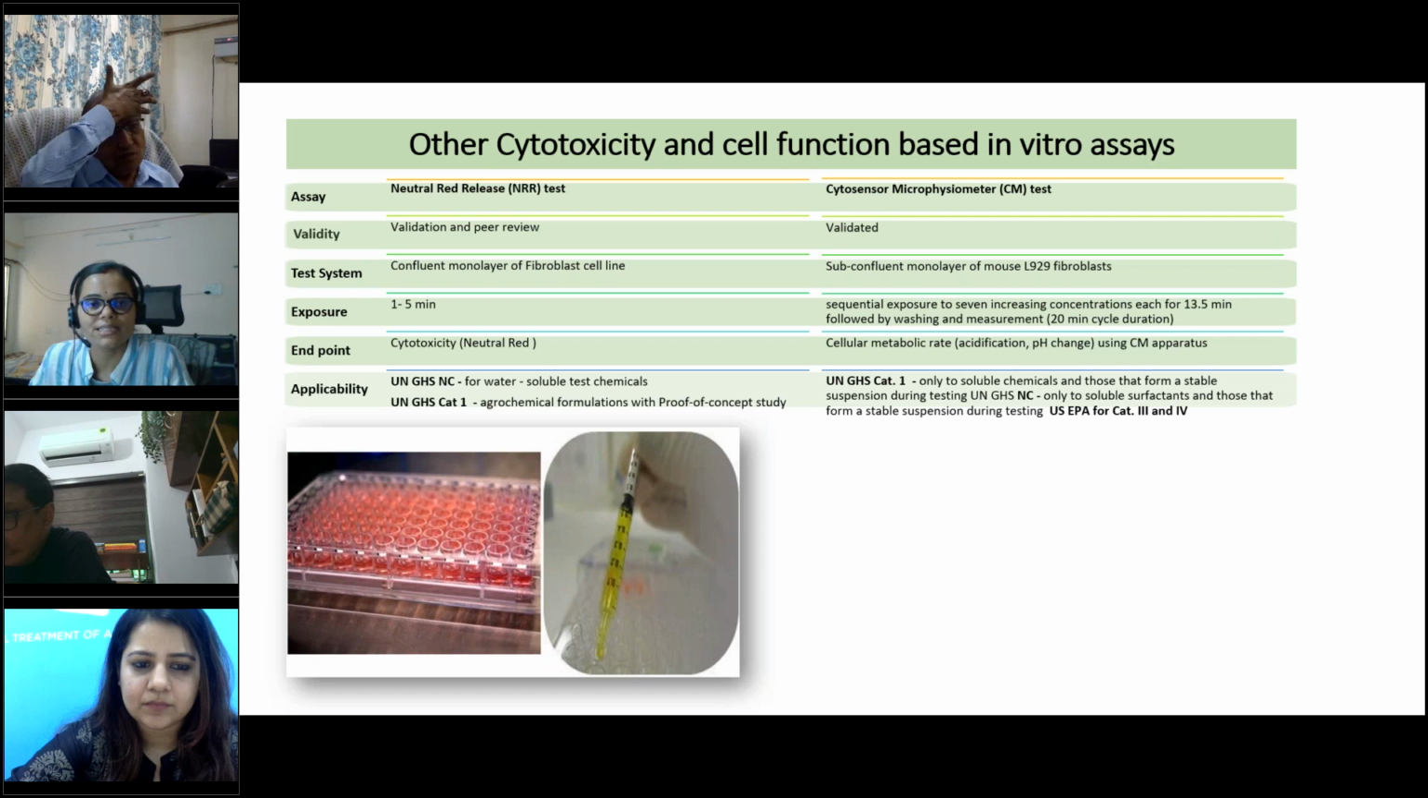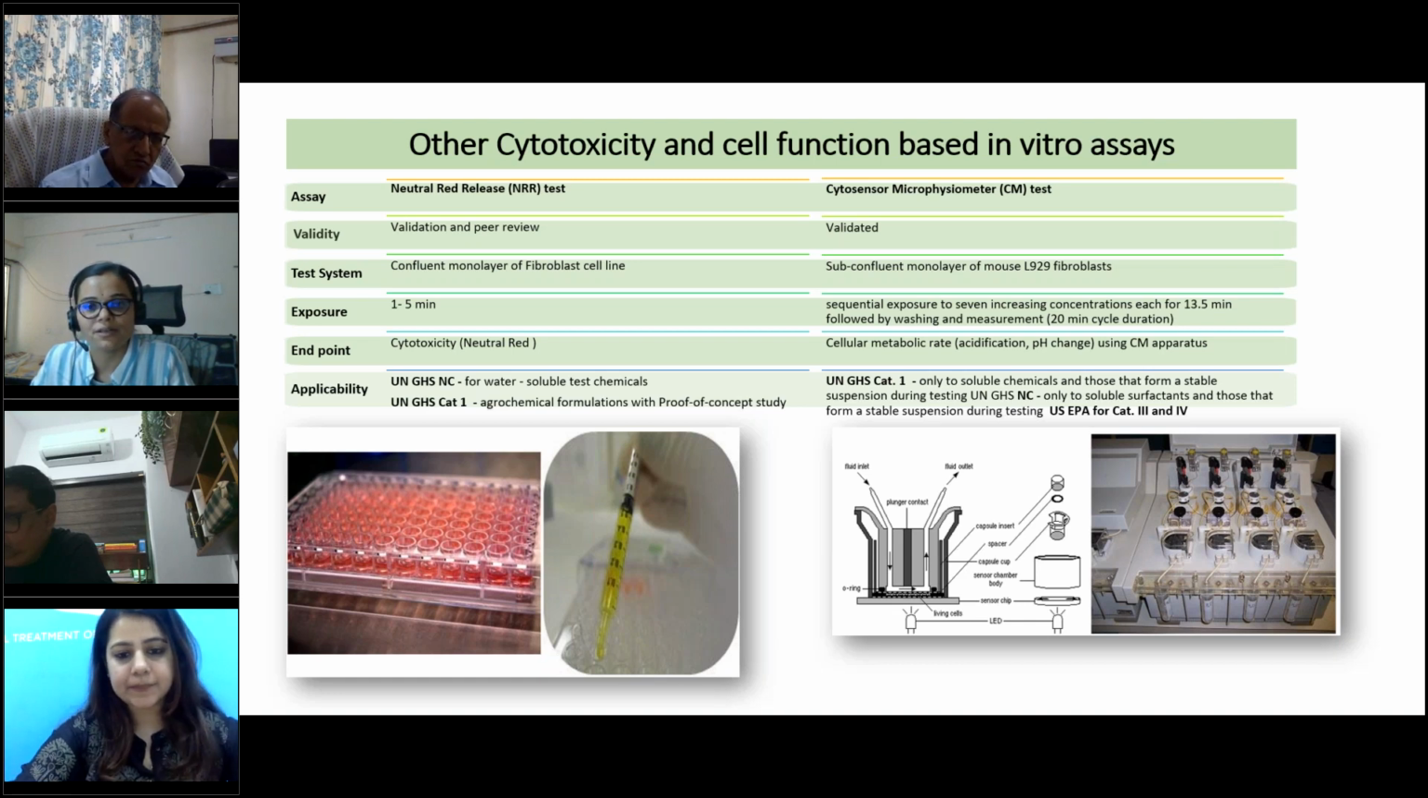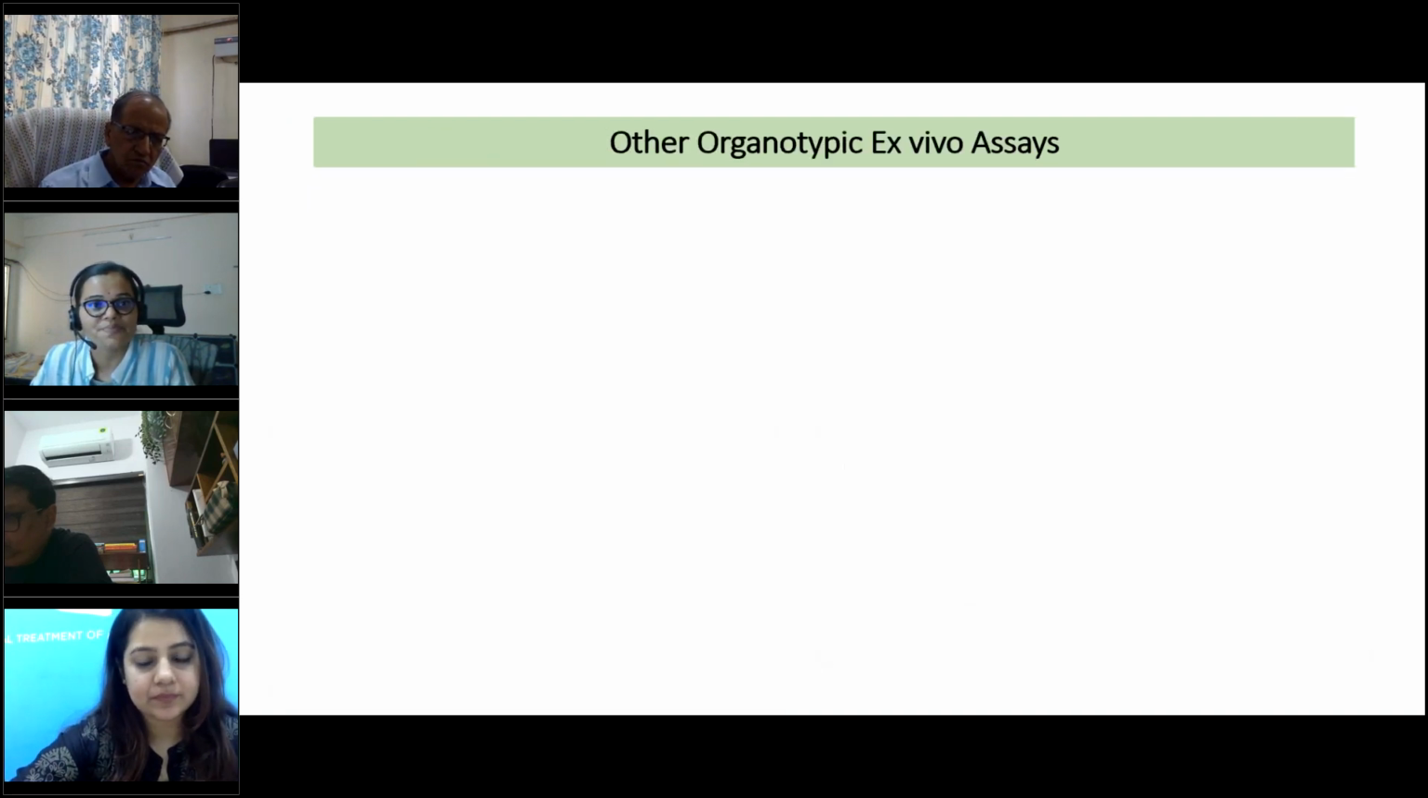And when it comes to the UNGHS no category classification, it is applicable only to soluble surfactants and those that form a stable suspension during testing, and it is also used by US EPA for categorizing the chemicals as category 3 and 4, which are safe or irritants, non-irritants. So this is a cytosensor microphysiometer. Right now, this meter is not available in the market. And the advanced model, when it is available, this method holds applicable for testing.